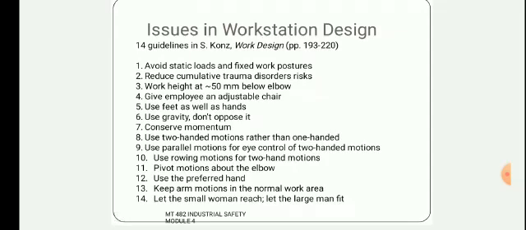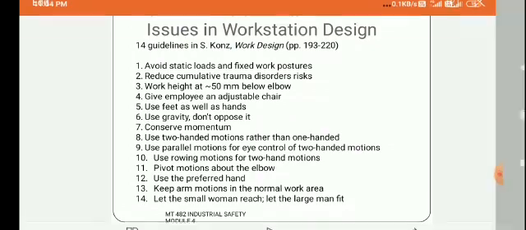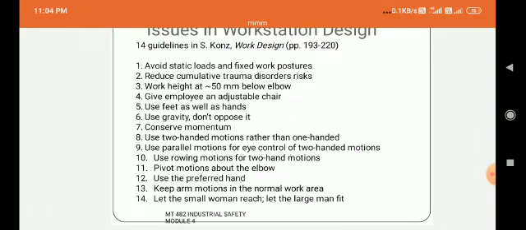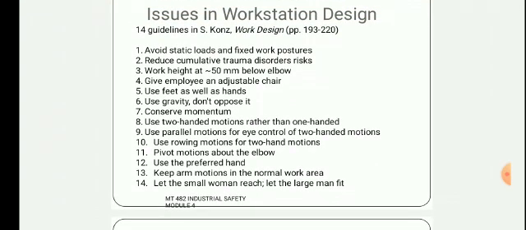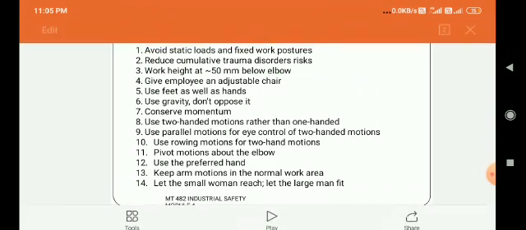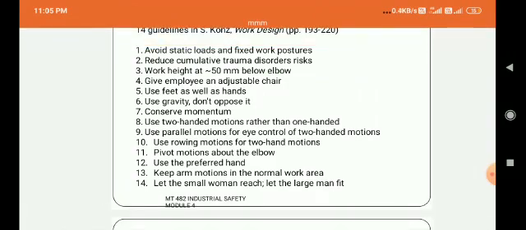The first among them is avoid static loads and fixed work postures. That means the employee should not be working by lifting static loads. He should avoid standing or sitting in a posture for such a long time. Then the second one, reduce cumulative trauma disorder risk. That means an employee who is vulnerable to such risk must be avoided. Then the elbow should be freely movable. That means work height at 50 millimeters below the elbow.